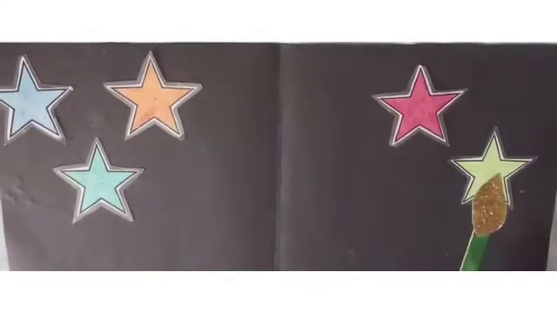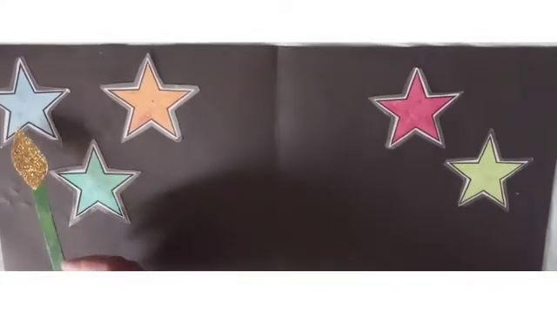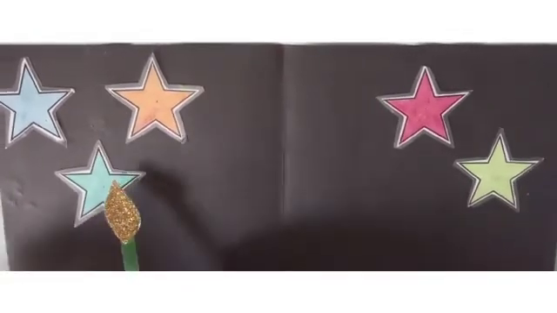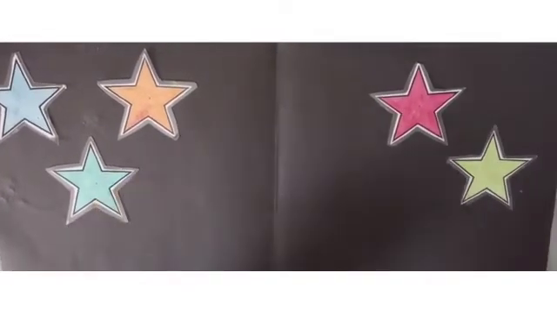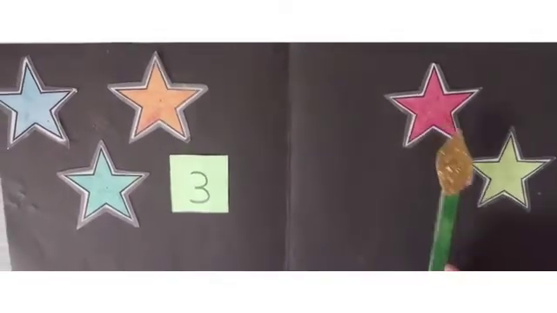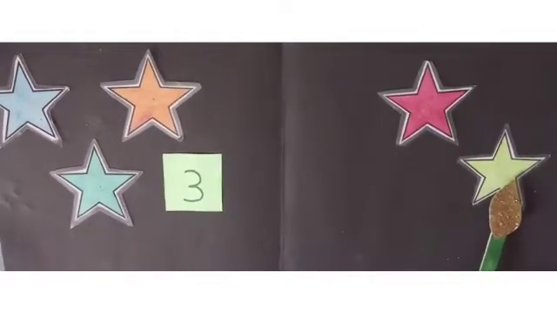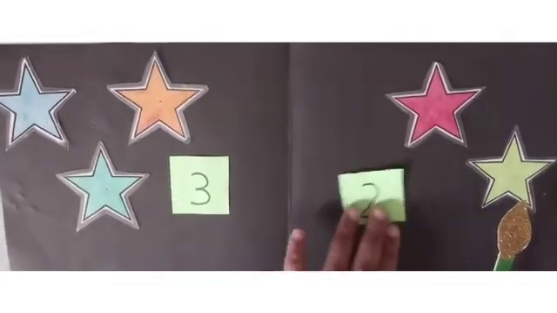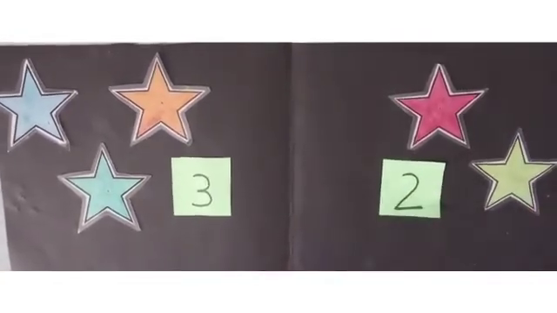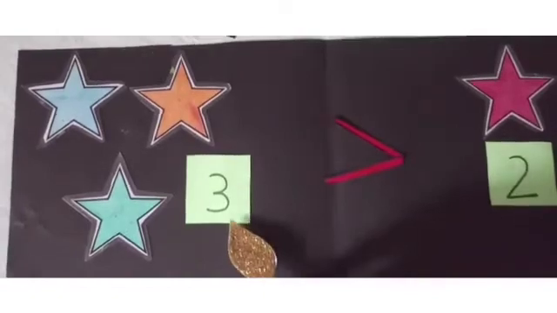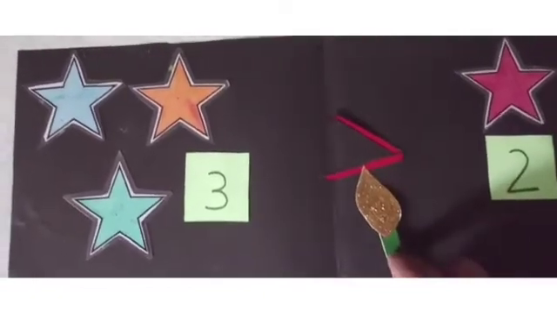Let's see an example. Can you see these stars? Let's count. 1, 2, 3. This side we have 3 stars, and on the other side we have 1, 2 stars. So kids, which number is greater? Number 3. So we shall put a greater than sign. 3 is greater than 2.